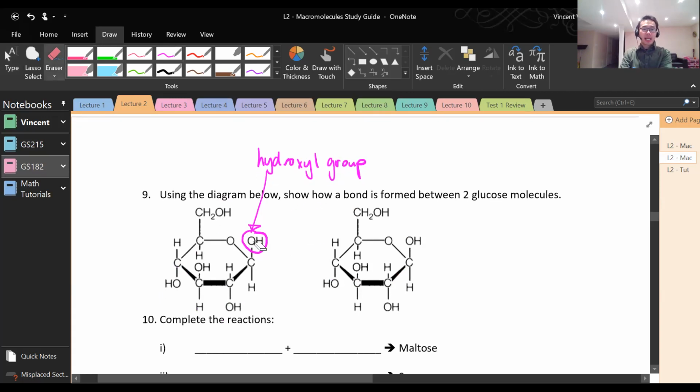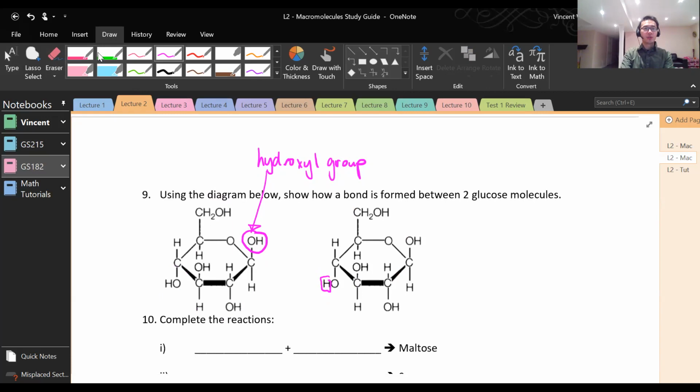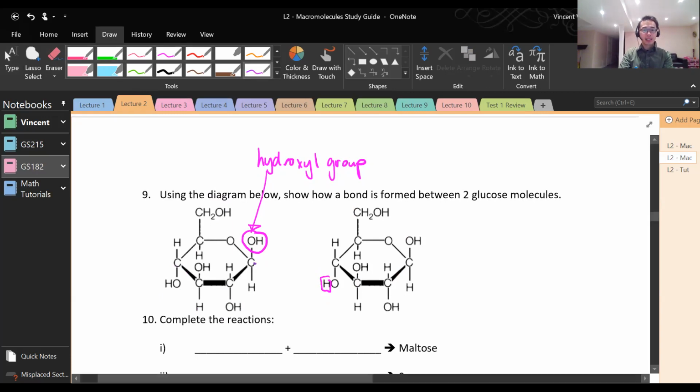So what's going to happen is you take an OH from one molecule, you take an H from another molecule, and then you create a special bond that links them together. You're going to create a bond that connects this C with this O. They're going to connect together, and you will form a covalent bond, a new bond. There's a name for this bond, but we're not going to care.